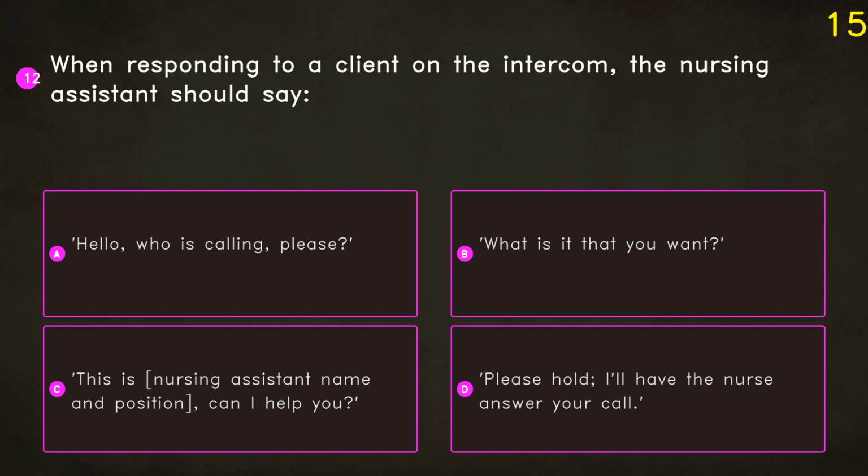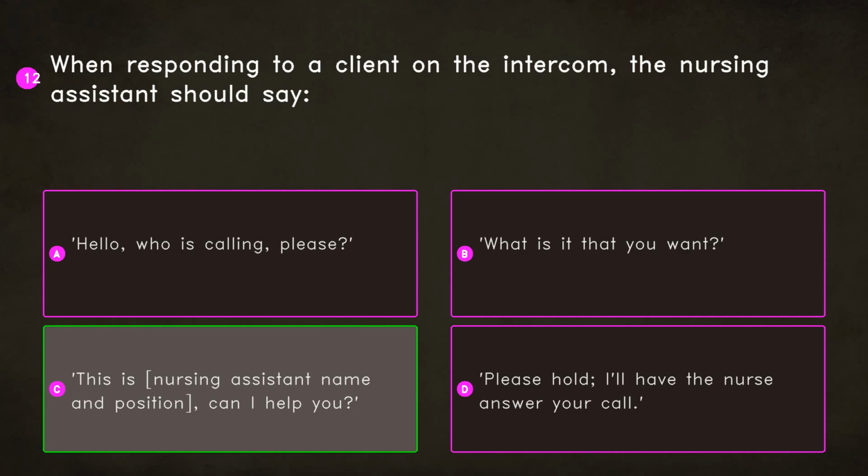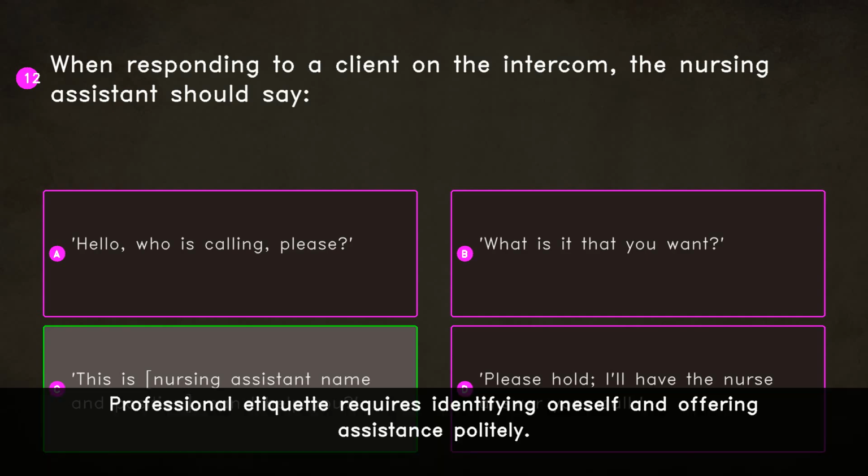Question 12. When responding to a client on the intercom, the nursing assistant should say, A. Hello, who is calling, please? B. What is it that you want? C. This is, nursing assistant name and position, can I help you? D. Please hold, I'll have the nurse answer your call. The correct answer is this is, nursing assistant name and position, can I help you? Professional etiquette requires identifying oneself and offering assistance politely.